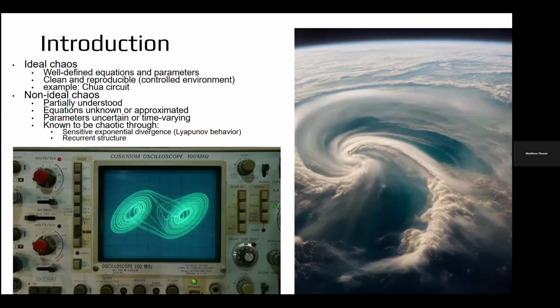So we can classify real-world chaotic systems into two categories, ideal and non-ideal. Ideal systems are usually in controlled environments and can be defined using closed equations. Non-ideal systems would be much more difficult to define, if not impossible. And one possible way of modeling non-ideal systems is to use a data-driven approach.